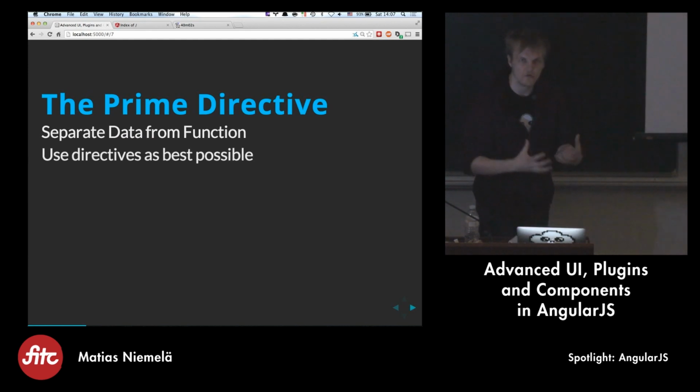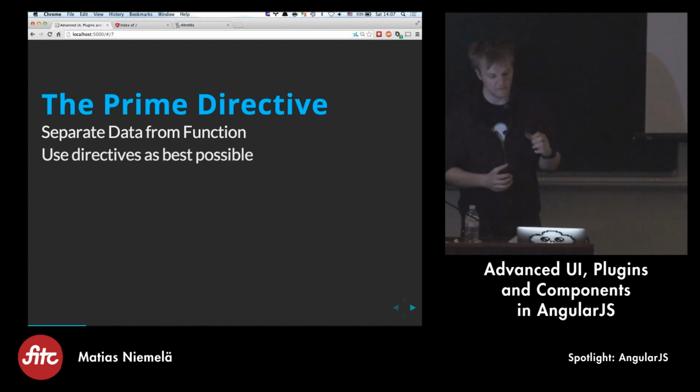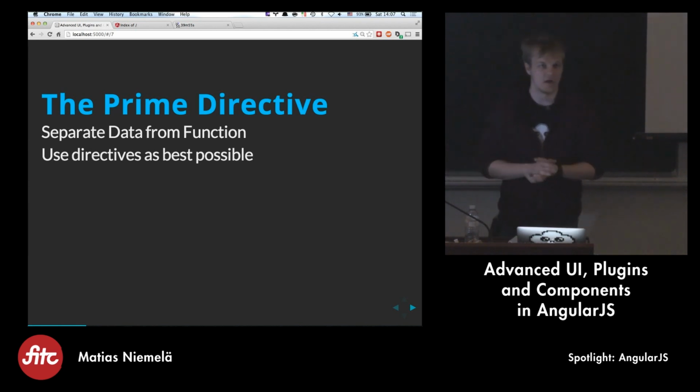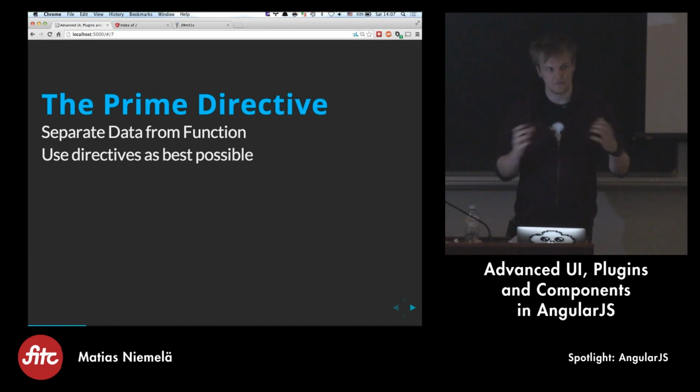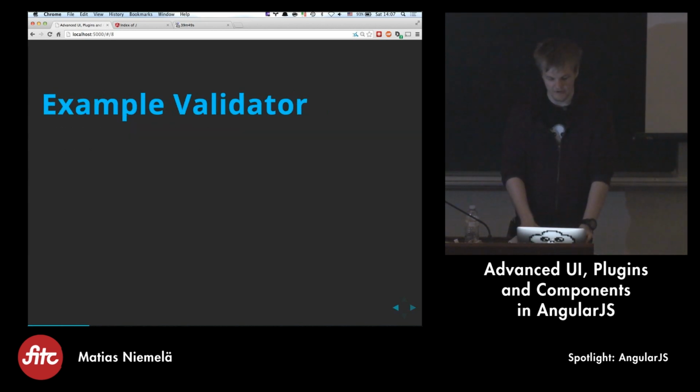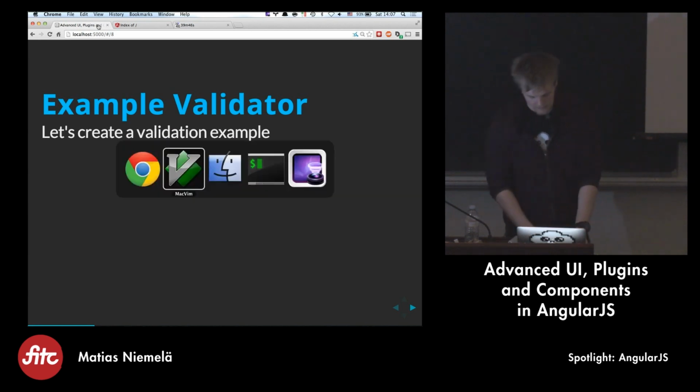So that being said, what's a good example of a directive? Well, the main component is that a directive splits the data from the function of the directive, so that the data that goes into the directive is not dependent on how the directive builds up the template. Let's take an example of a validator.